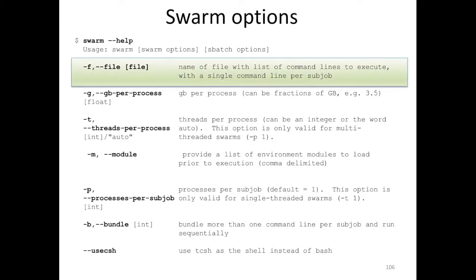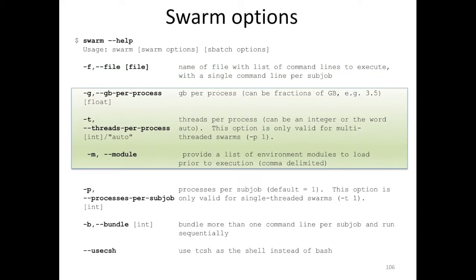There's -f and the name of a file. And this is the swarm input command file that contains a list of commands to be executed, one per subjob. This is a required option, and it's the only required option for swarm.